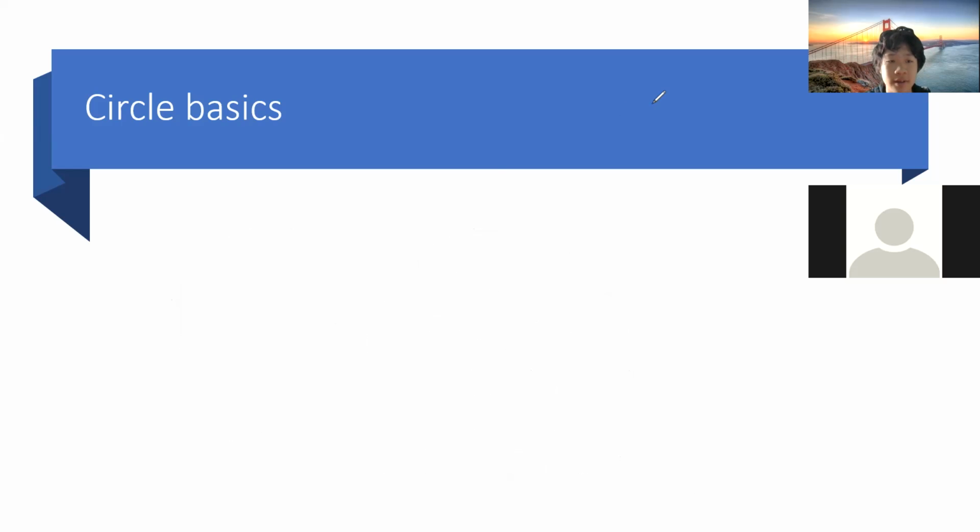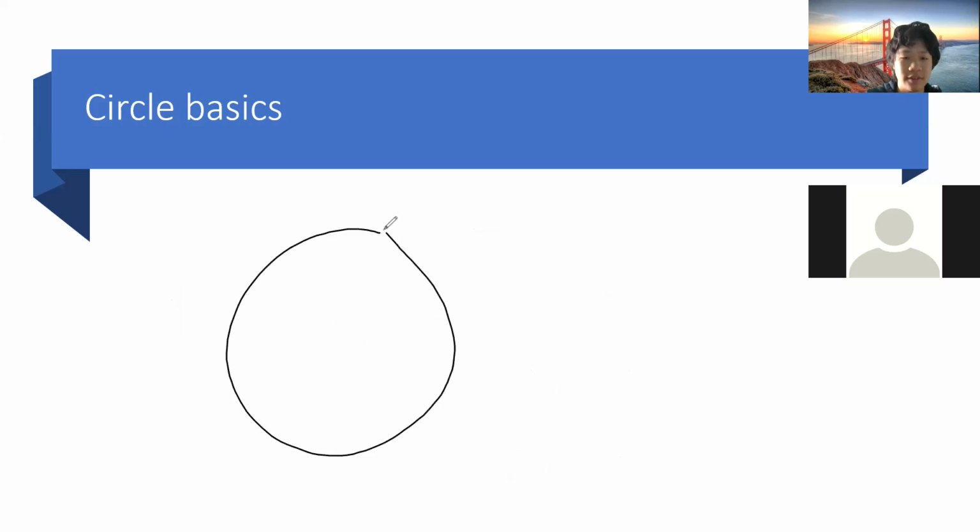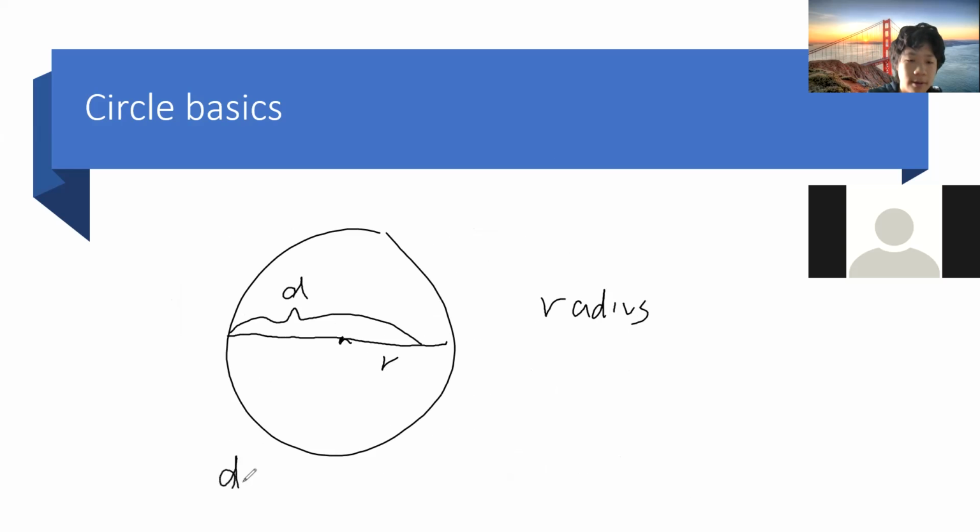We also know that in a circle, we have some main parts. The distance R I just talked about, we probably all know that's the radius. The diameter is 2 times that. It goes across the circle. This is D, diameter.